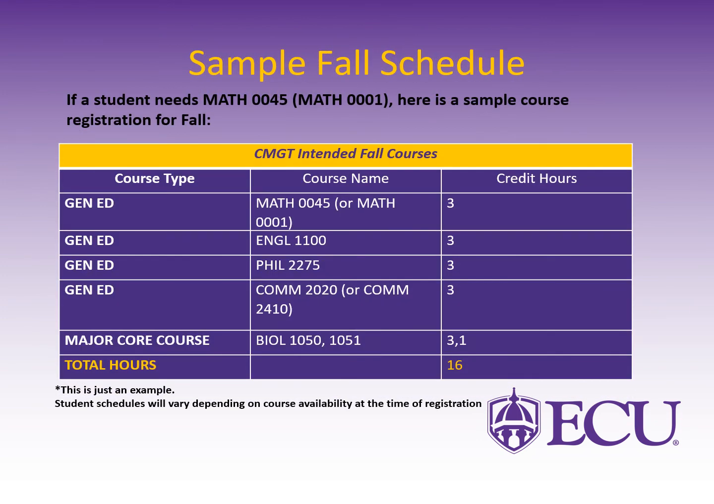Now, here's an example of a schedule for an incoming freshman who needs Math 0045 or Math 0001 if they're out of state. As you can see here, we have a math class, our English, our required philosophy, our required communication, and our science for a total of 16 hours. Remember, biology has a lecture component and a lab component. The lecture component is worth 3 hours. The lab is worth 1 hour. This student will have a total of 16 hours for fall.